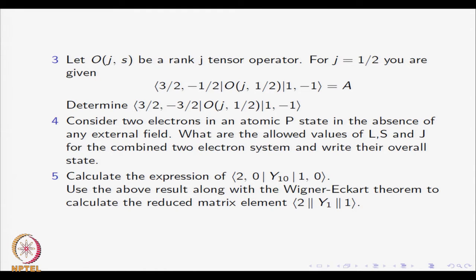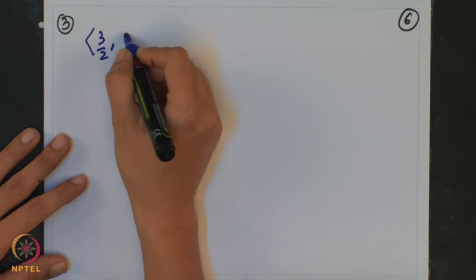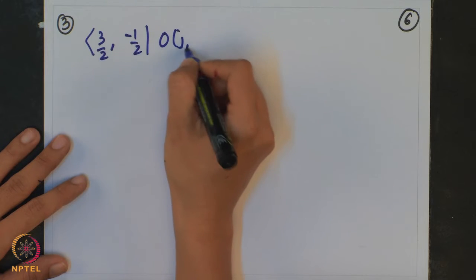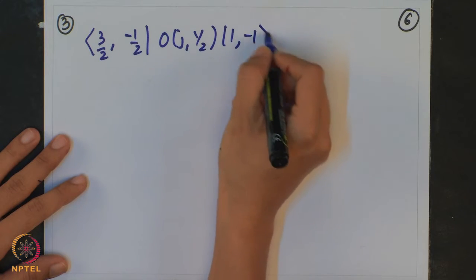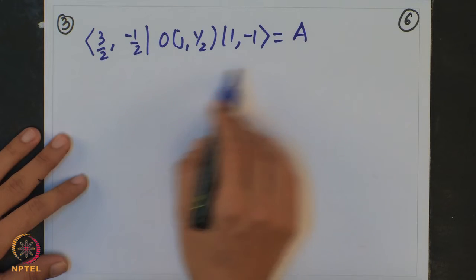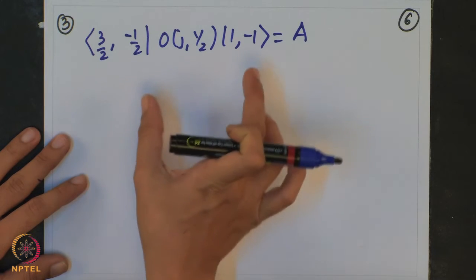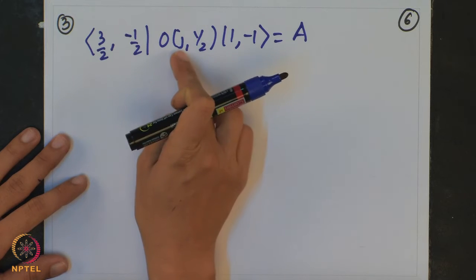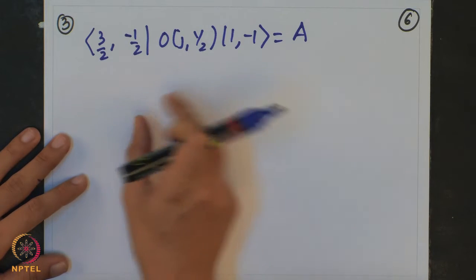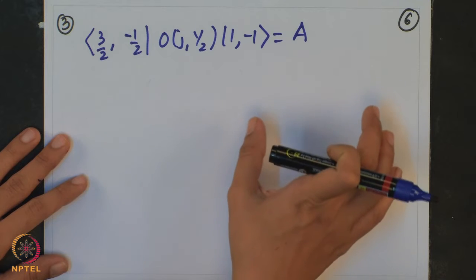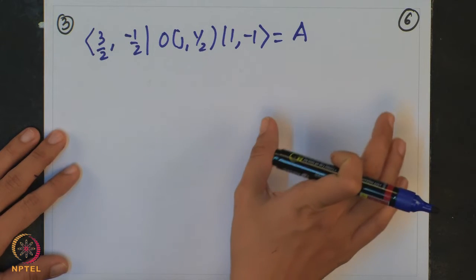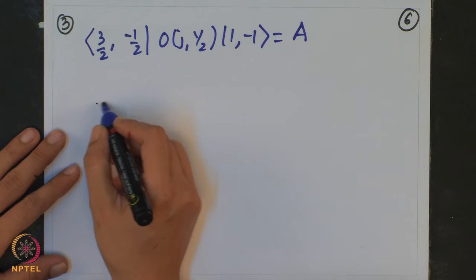So, you have to evaluate this matrix of the jth rank tensor, and for j is equal to half you are given some states. Here also you will use the Wigner-Eckart theorem. So, 3 by 2 and minus half, j comma half, 1 comma 1 is A. This you will write in terms of the Wigner-Eckart theorem. You will have the J1 J2 term with the operator j, and another term where you will have a Clebsch-Gordan coefficient. And now you have mastered how to calculate the Clebsch-Gordan coefficient. You can evaluate that, and then you can call this quantity A.